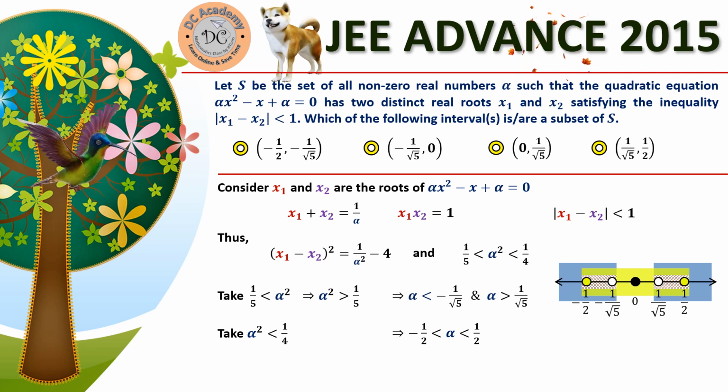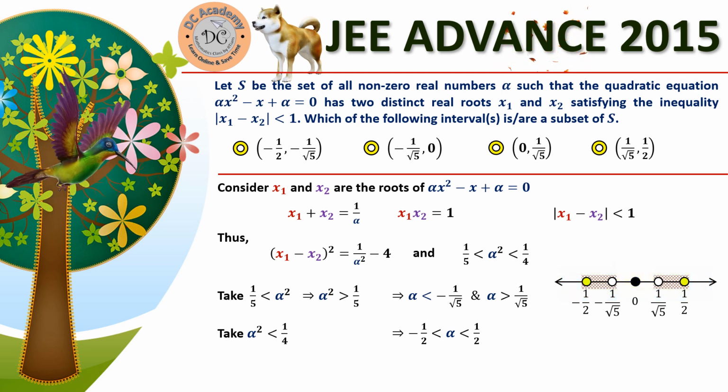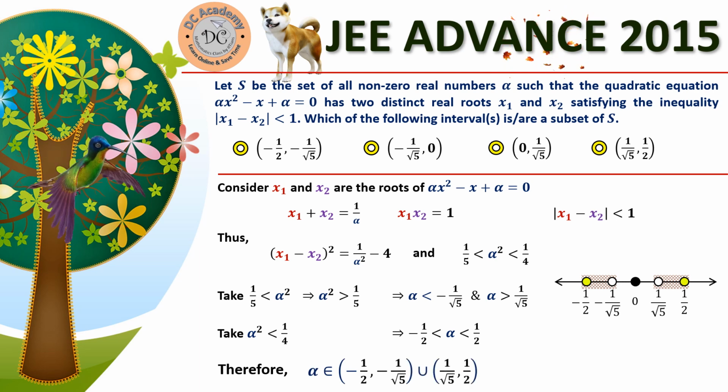Therefore, alpha should belong to the open interval from minus 1 by 2 up to minus 1 by root 5, union plus 1 by root 5 to 1 by 2. We can say that these two are subintervals, or subsets, of S. So for this particular problem, options A and D are the correct choices. We have two correct options. And that's it. Hope you understood the problem. Thank you.